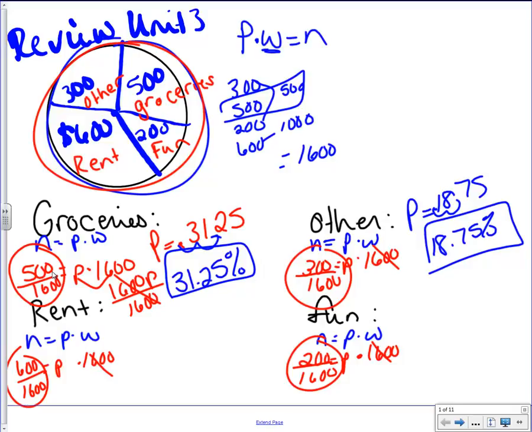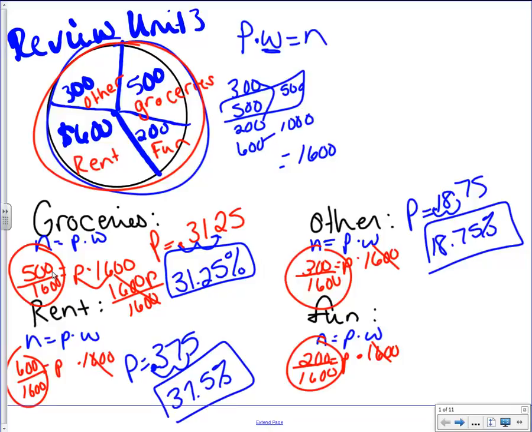There's my second answer. I take 600 and I divide it by 1,600. And I get P is equal to 0.375. Move it 2 places and I get 37.5%. My last one is 200 divided by 1,600. And I find P is equal to 0.125. Move it 2 places and I get 12.5%.